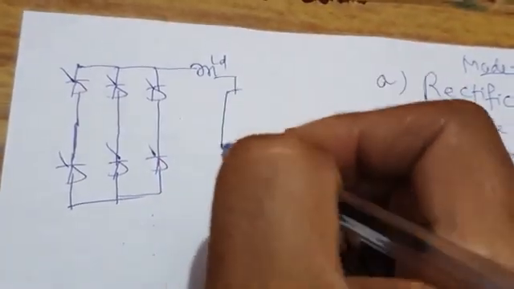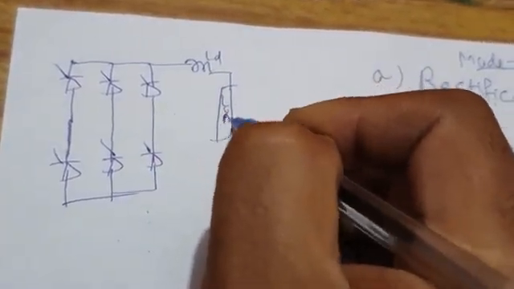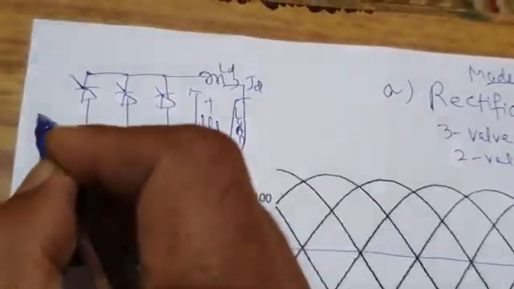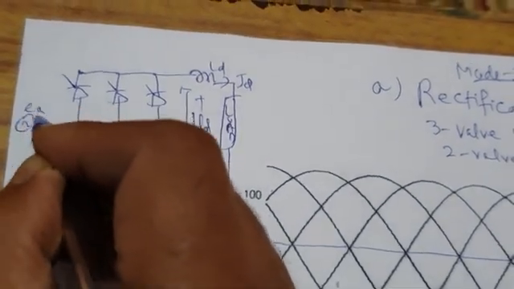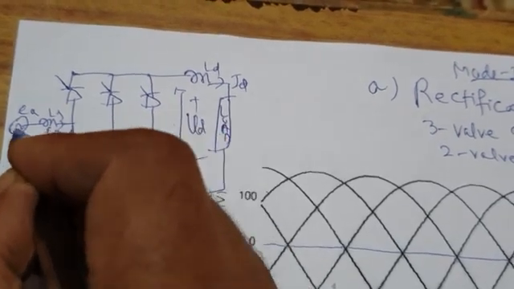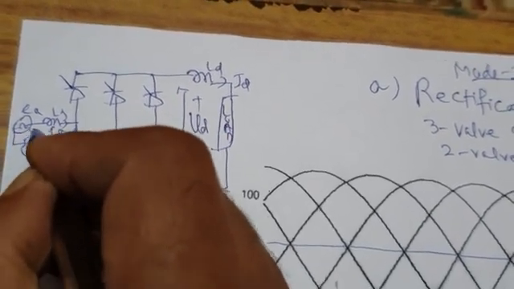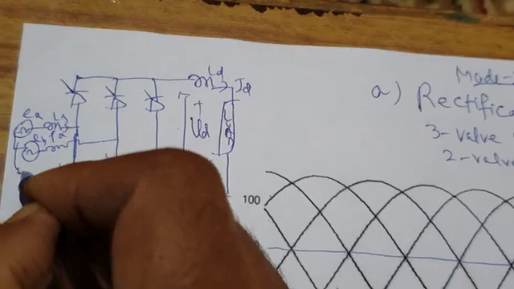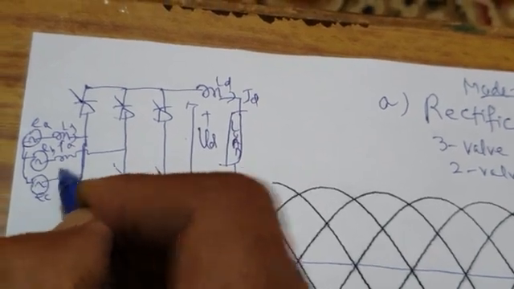This is the load, LD. This is the load voltage VD, plus and minus, and this is the load current ID. And this is EA with source inductance LS and line current IA. And then this is EB. And then this is EC.